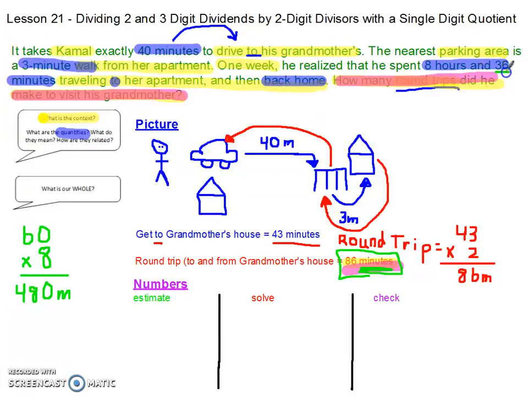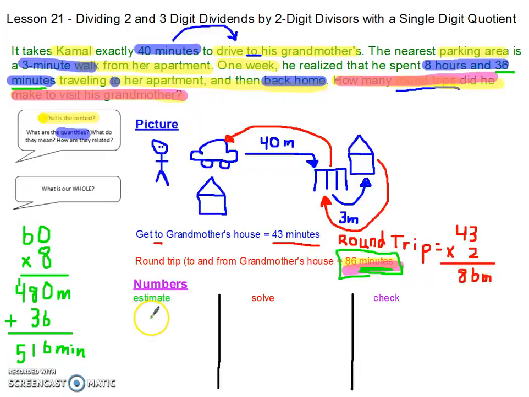But then I have my extra 36 minutes that I need to add on to get my total. So I'll do 480 plus 36 to get my total minutes, or my whole minutes. 0 plus 6 is 6. 8 plus 3 is 11. I leave the 1 and carry my 10. And 1 plus 4 is 5. So the total amount of minutes is 516 minutes. So now that I have my whole, I can start solving my equations.